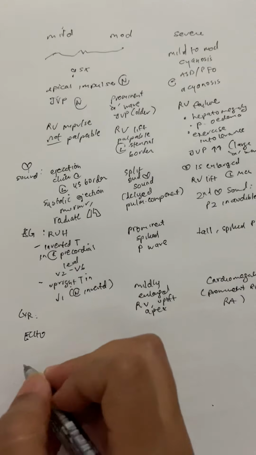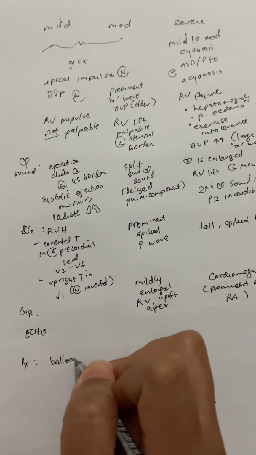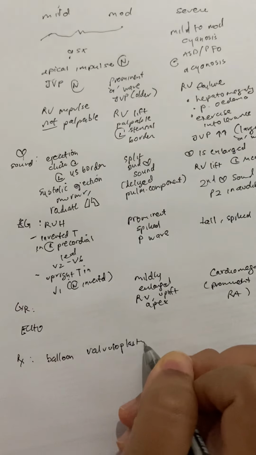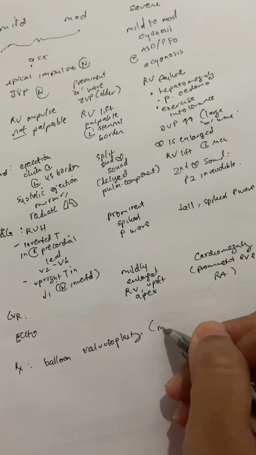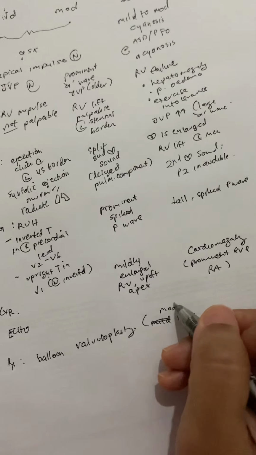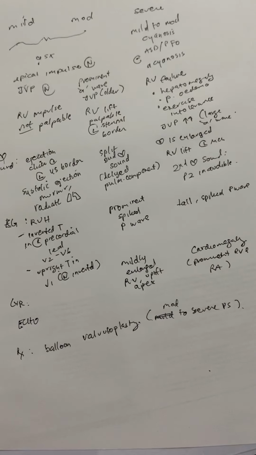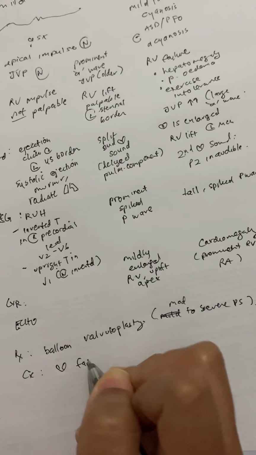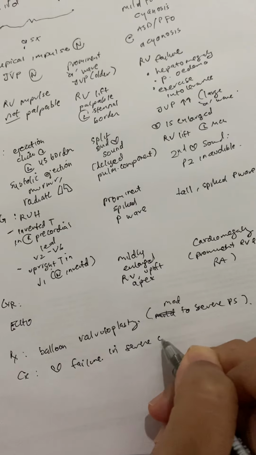And the treatment is balloon valvuloplasty. This is for moderate to severe pulmonary stenosis. So the complications can be heart failure in severe cases.